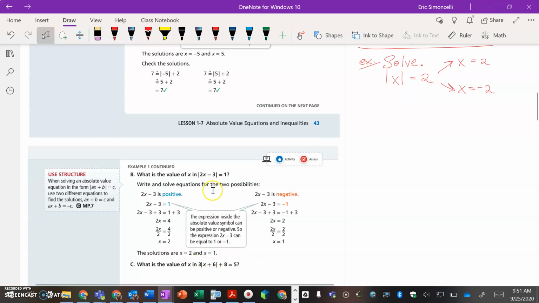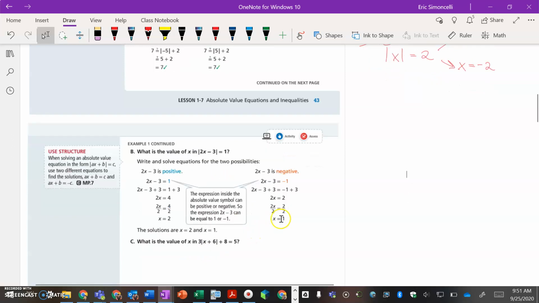I do recommend we plug it in. In other words, 2 times 2, 4, 4 minus 3, 1. The absolute value of 1 is 1. If you plug in 1, 2 times 1 is 2. 2 minus 3 is negative 1. The absolute value of negative 1, of course, is positive 1. So the two solutions check, and they're correct.